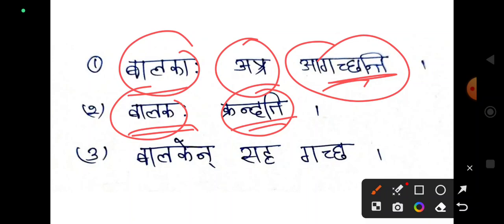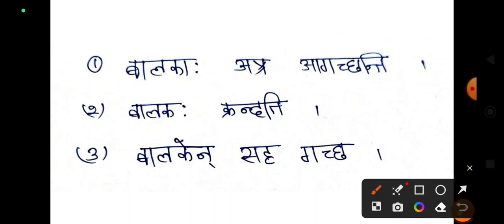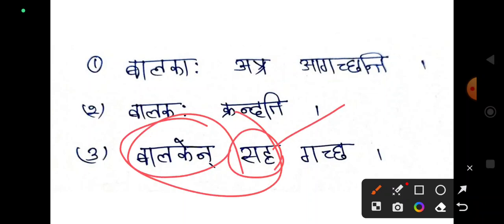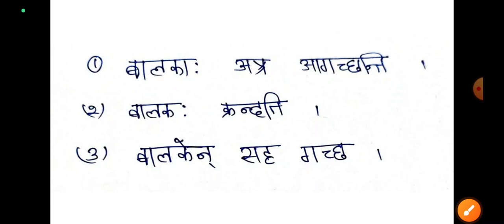Next, balakena sah gaccha, go with the boy. Okay, balakena sah. If you are using sah, we need to use the third form, third vibhakti. Gaccha means go, an imperative sentence. You go. Okay, lot lakar is used here.